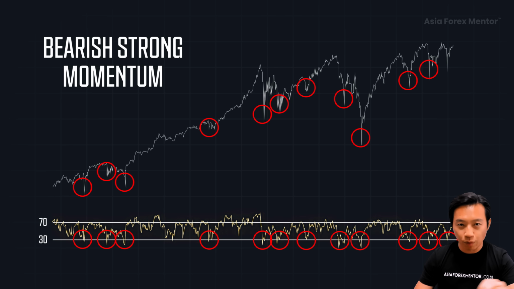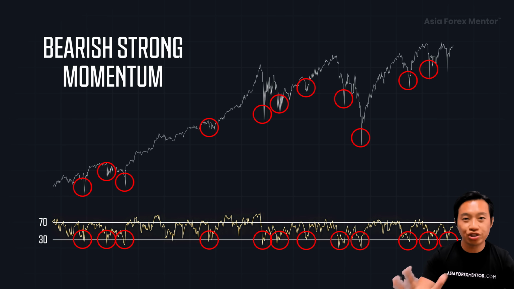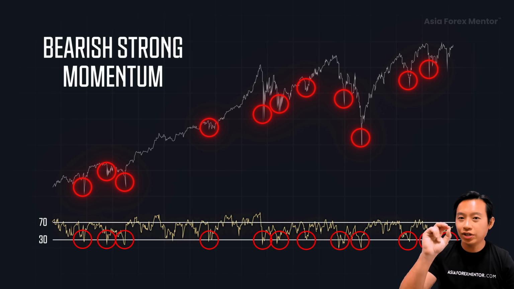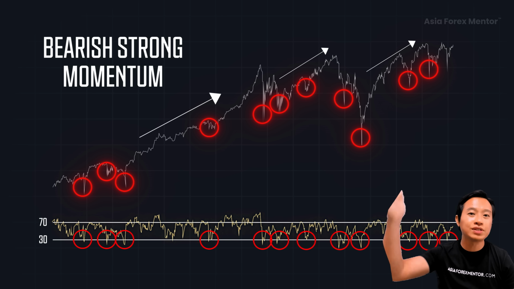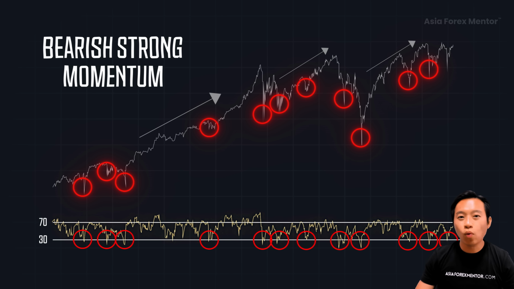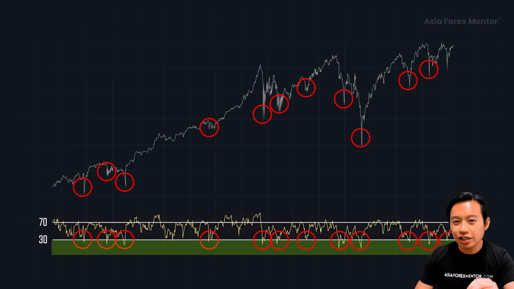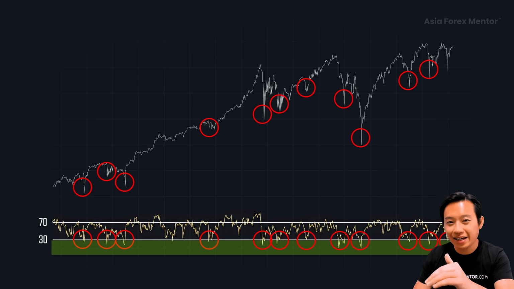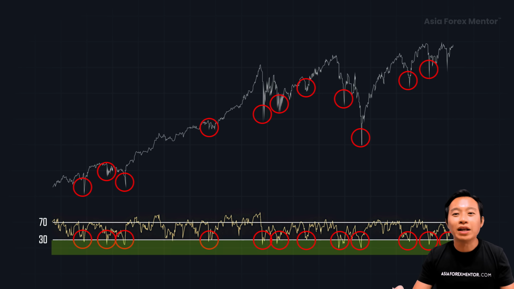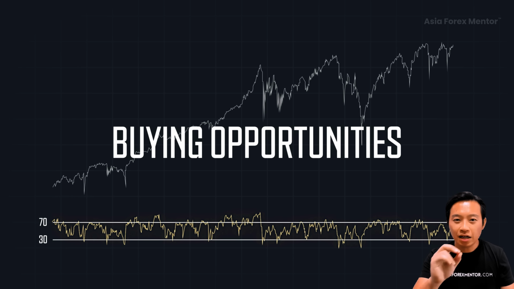Very strong bearish momentum. So this can be a good chance for you to spot all these pullback opportunities. As the market, what happens? It usually bounces back. So when the RSI falls below the 30, it shows that the market is pulling back, especially in an uptrend. So shorting at that area is going to be risky because the market usually bounces back. So instead, we look for buying opportunities.